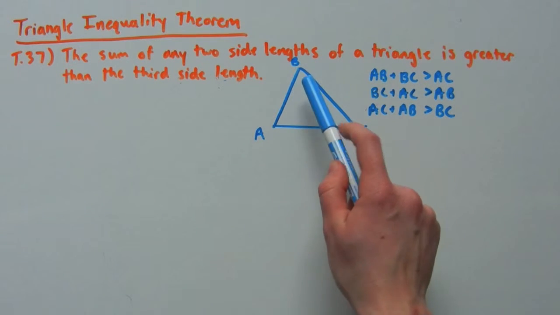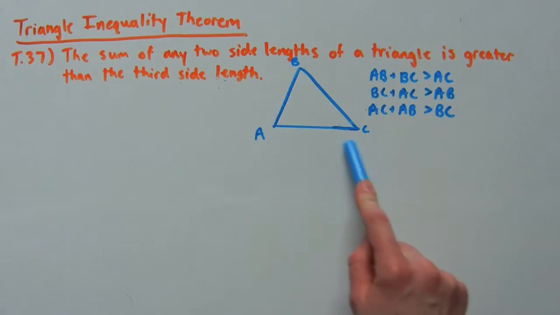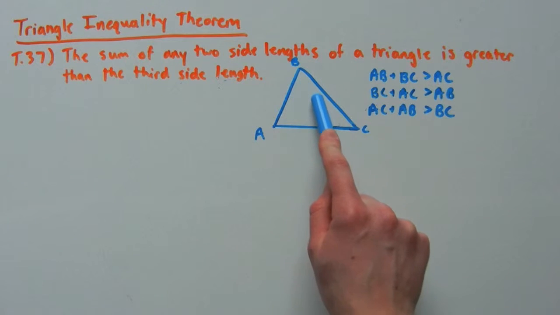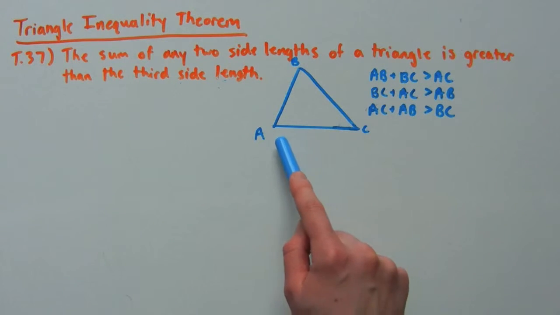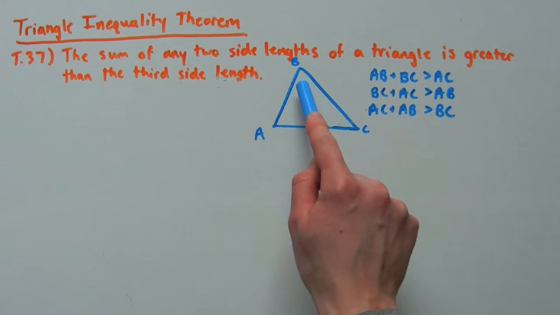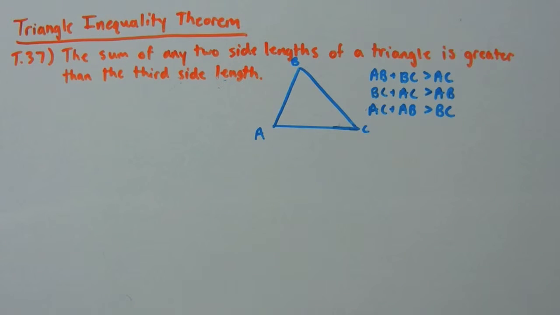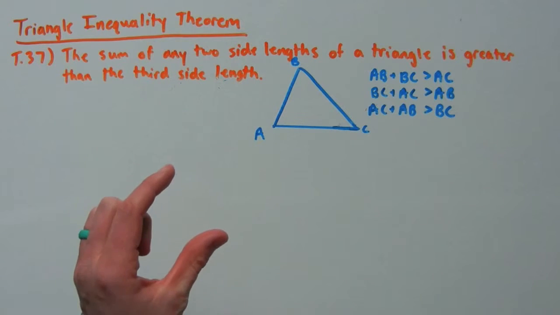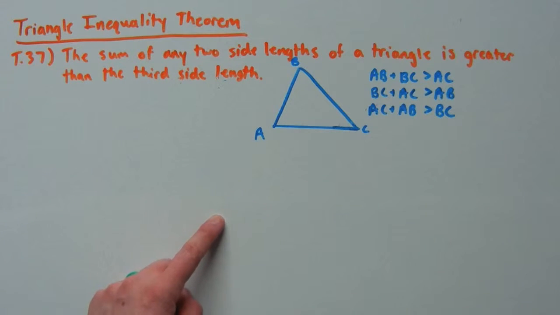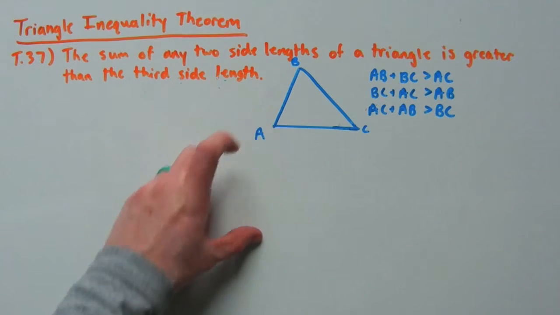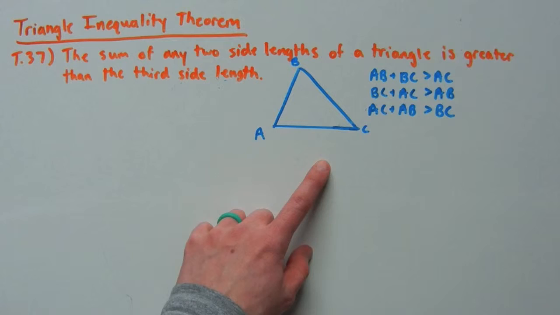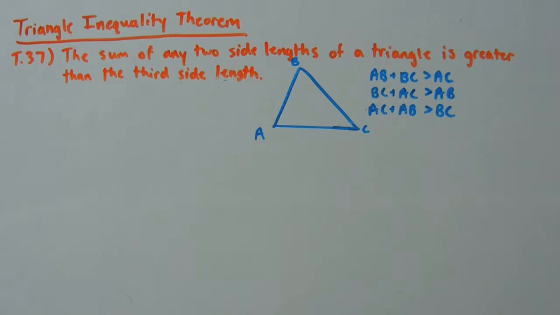That AB plus BC is greater than AC, BC plus AC is greater than AB, and AC plus AB is greater than BC. Think about it this way. The shortest distance between 2 points is a line. So between points A and B, it's going to be the line AB. It's not going to be out here to C and then back to B. Let's do an informal proof for this theorem.